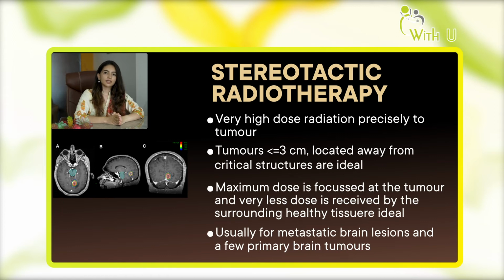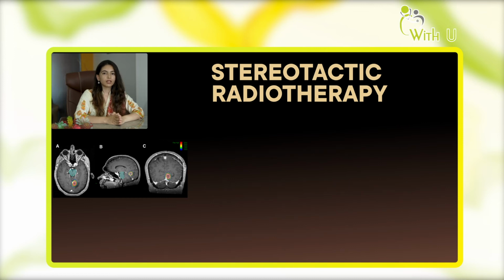In earlier days, metastatic brain tumors were treated with whole brain radiation. So it used to be a treatment of 10 to 15 days, which would delay chemotherapy further, and also there would be more side effects because you are radiating the whole brain, whereas in stereotactic radiotherapy the dose is focused to a very small area.